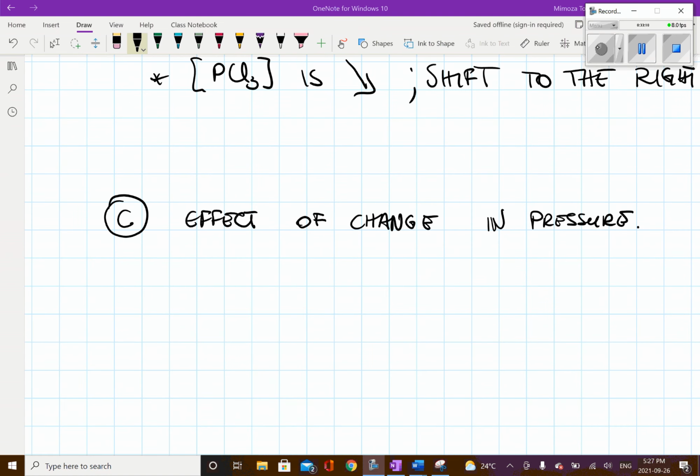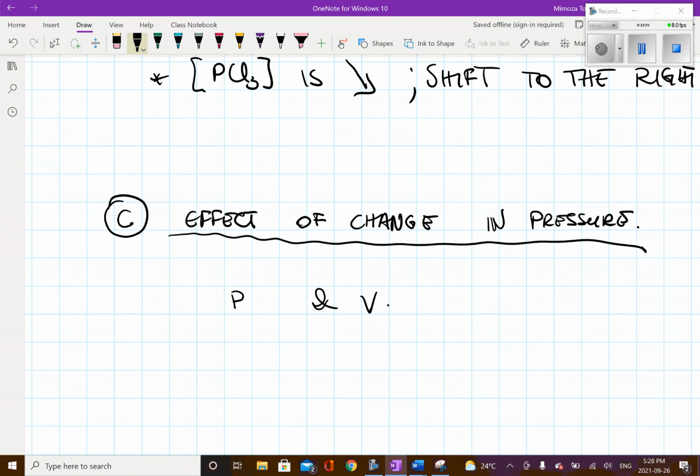Okay, so let's take a look now at the effect of change in pressure. There are several things that we have to keep in mind here. Pressure and volume are inversely proportional to each other. What does that mean? If you increase the pressure, the volume will be decreased.